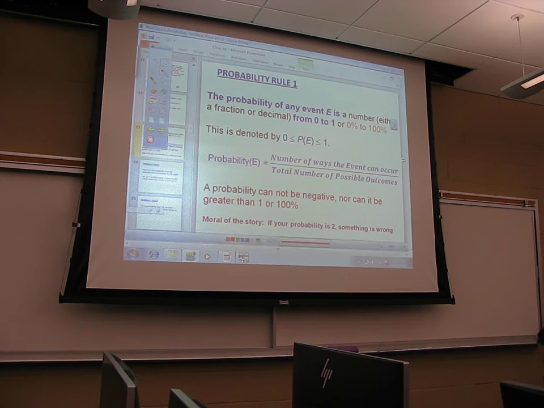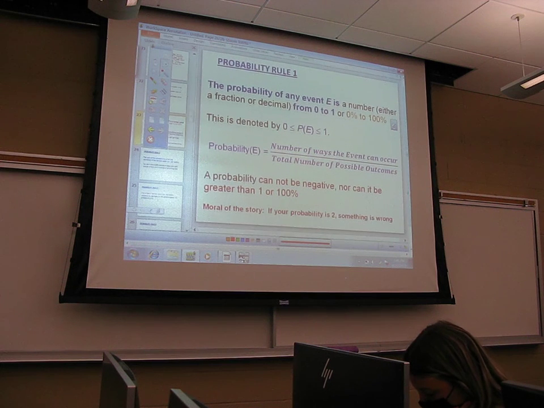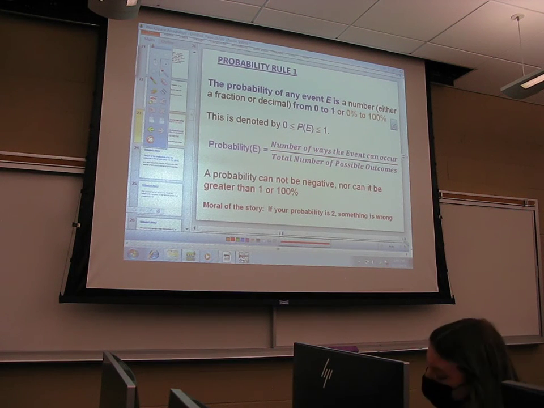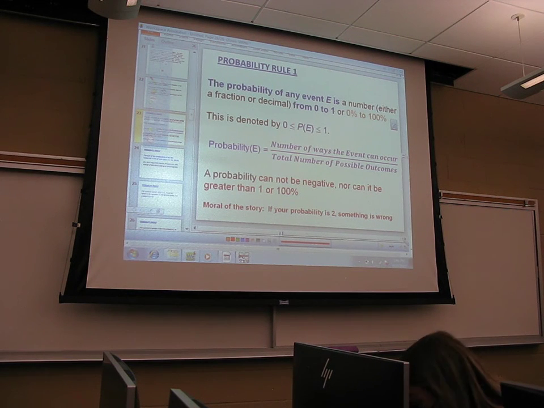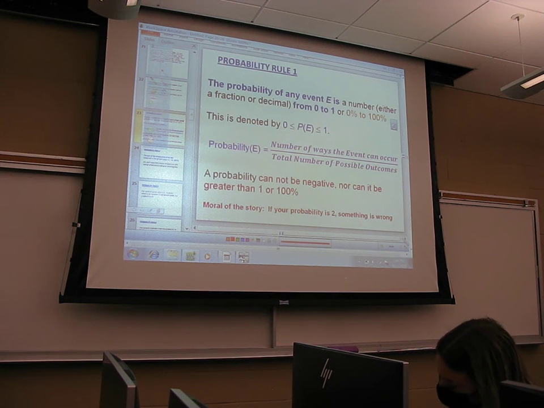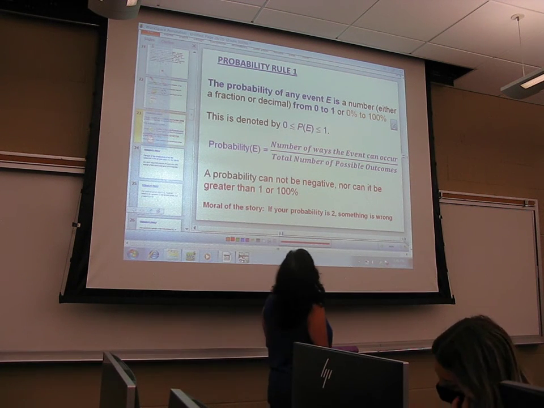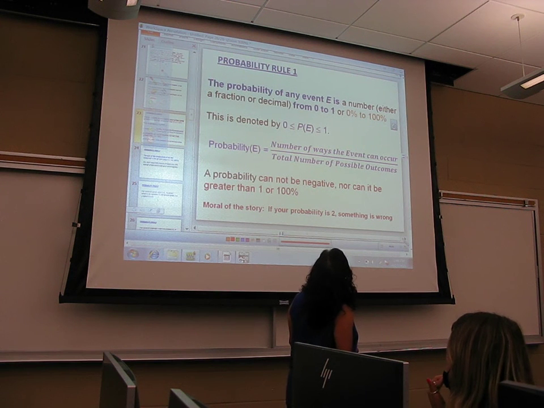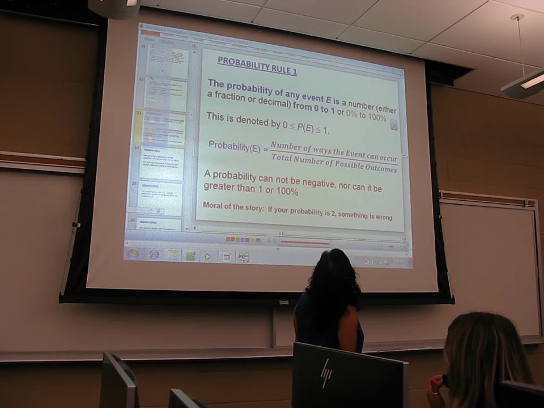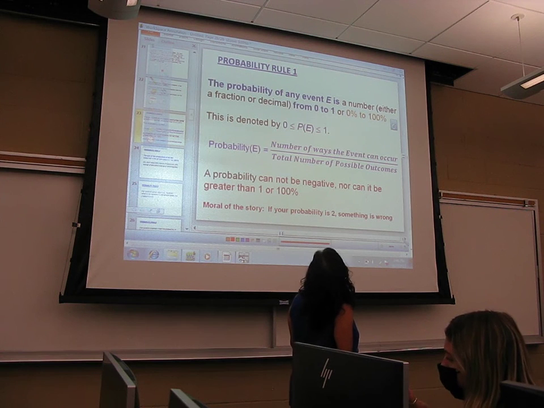Now we got some rules. Brett, read the first rule for us. The probability of an event E is a number, either a fraction or a decimal from 0 to 1 or 0% to 100%. That is denoted by 0 is less than or equal to the probability of E, less than or equal to 1. You have the capital P with parentheses that means probability of. A probability cannot be negative, nor can it be greater than 1 or 100%. A moral of the story, if your probability is 2, something is wrong.